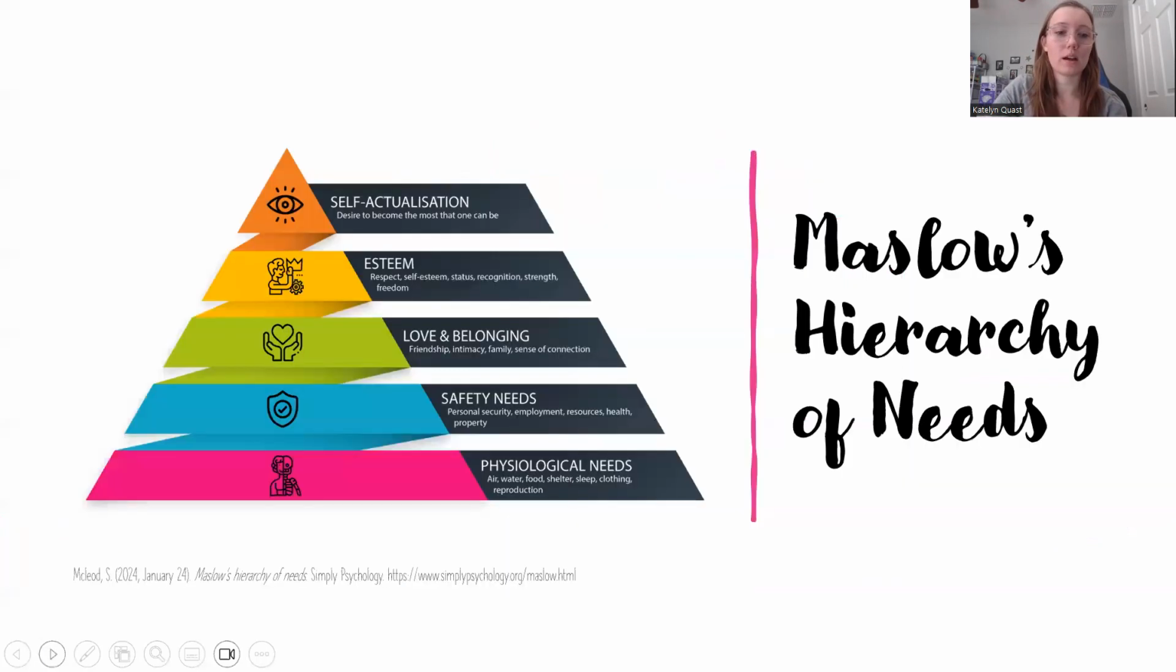I want to switch back to the psychology part. This is a representation of Maslow's hierarchy of needs, which a lot of you may be familiar with already. It's a pyramid, and on the bottom are your most basic needs. You need to achieve each level up from the bottom in order to get to the top. Starting with your physiological needs, you need air, water, food, shelter, sleep, clothing, and reproduction as well. These are your most basic needs that you need to survive. Just above that are your safety needs, which are personal security, employment, resources, health, and property.